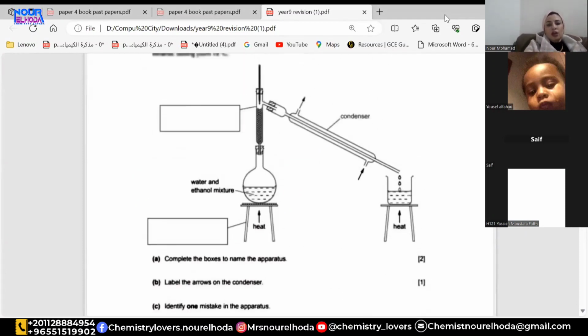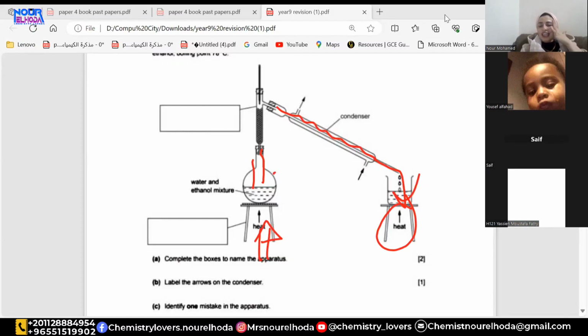Identify the mistake. What's the mistake? I'm not supposed to put heat here. Why am I not supposed to put heat here? Because I'm already collecting the water. I start heating, all the water will evaporate, and then I'm condensing this water to take it here.